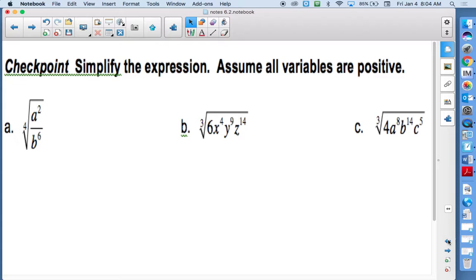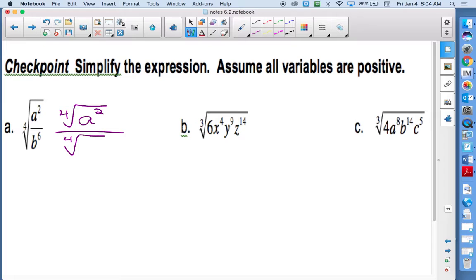The first one, we have the 4th root of a squared divided by b to the 6th. So you're really looking at the 4th root of a squared, the 4th root of b to the 6th. So this is that fraction where the denominator doesn't work nicely for us because you can't take 6 divided by 4. But we need to rationalize the denominator so that we can do the division. So what would you multiply the denominator by so that b to the 6th divides nicely with the 4?